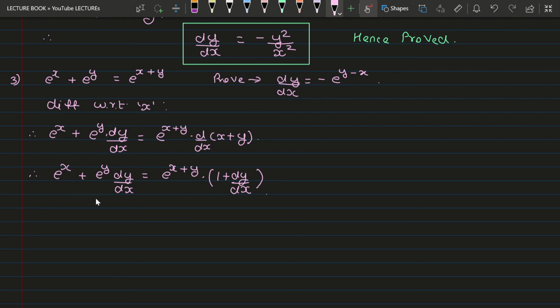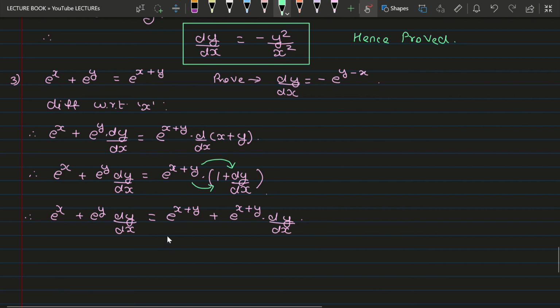Now on the left hand side, no more simplification is left. We copy down that once again. And on the right hand side, what I have to do is, this gets multiplied with 1 as well as with dy by dx. So I get e raised to x plus y plus e raised to x plus y into dy by dx.